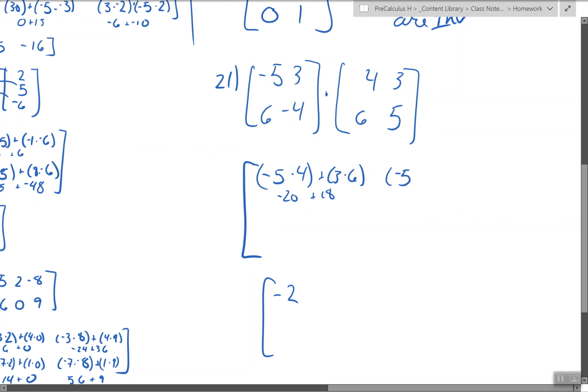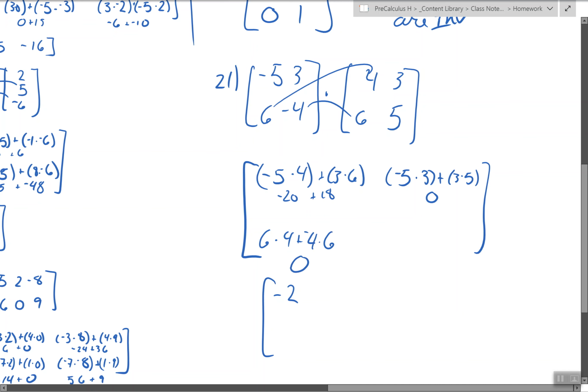The next one is going to be a 0. We have negative 5 times 3 and 3 times 5, so that's definitely a 0 there. And then we do the same thing here. That is 6 times 4 and 4 times negative 4 times 6, which is another 0. So that's good, we do have zeros, but we will again get another negative 2 here. So this is not the identity matrix. So these are not inverses.